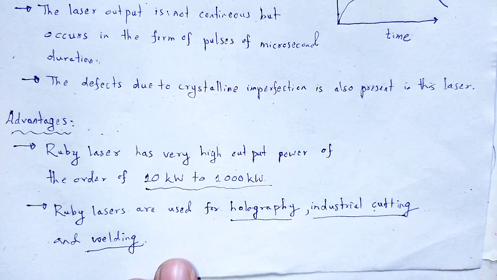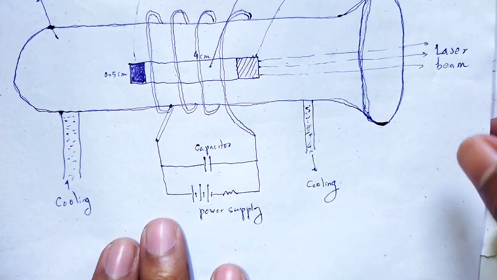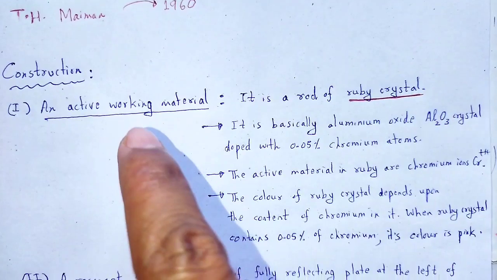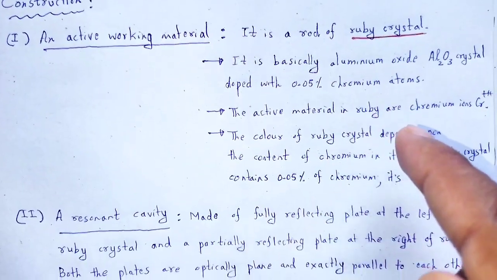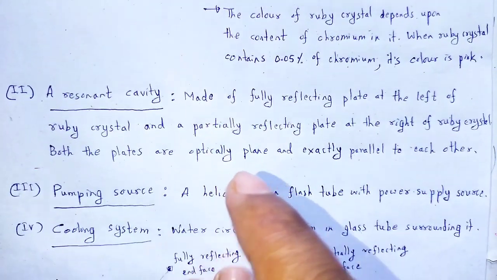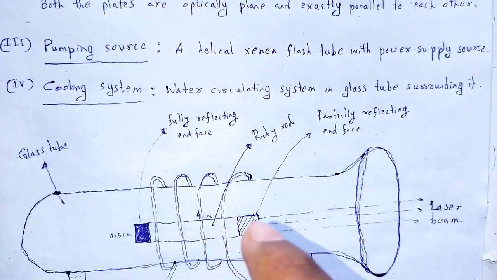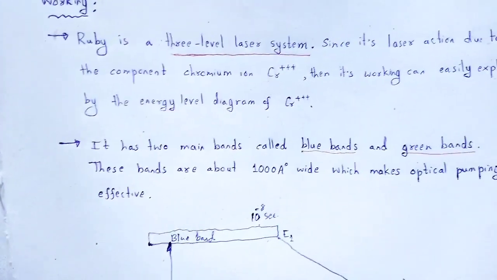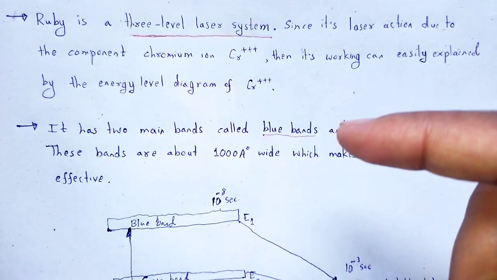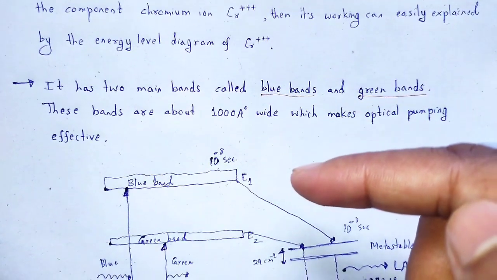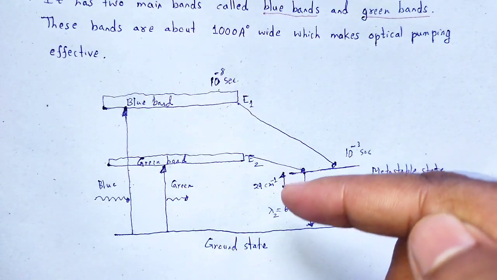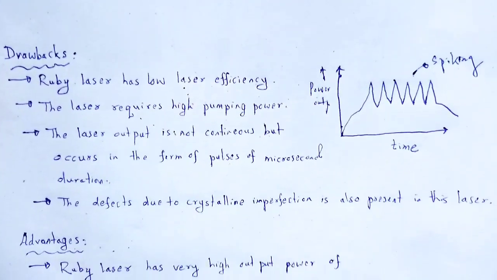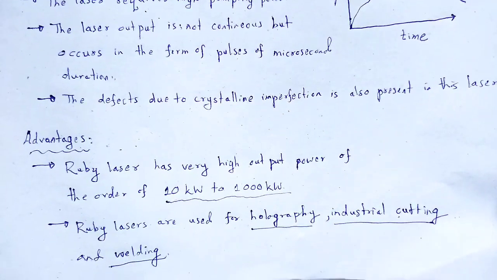So, with the help of this video lecture, we understand the concept of Ruby laser, its construction, working, and the working process is easily understood by taking the energy level diagram, drawbacks as well as advantages.